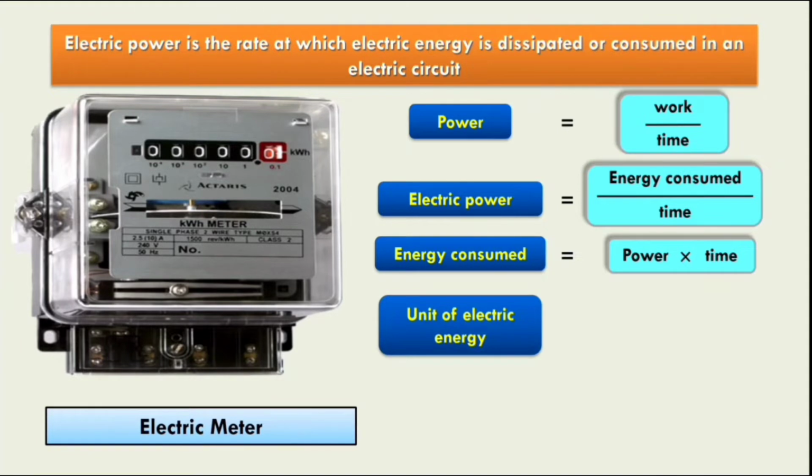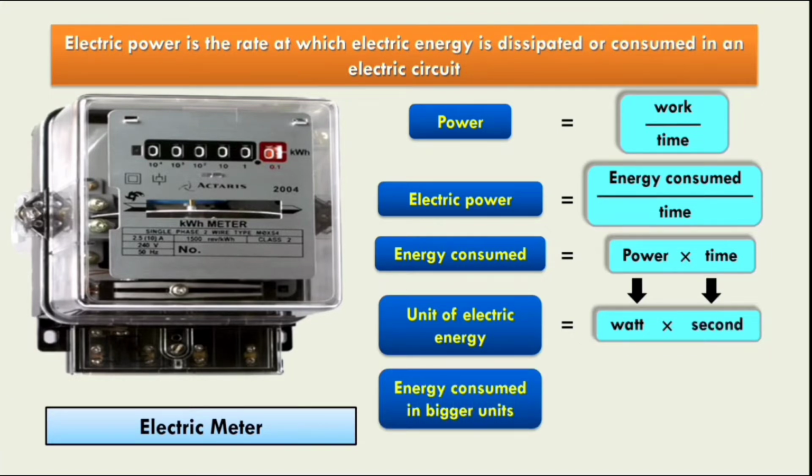Now write the unit of electric energy. What is the unit for power? The unit for power is watt, and for time it is second. Energy consumed in bigger units will be kilowatt into hour. Here watt changes into kilowatt and second changes into hour. So 1 kilowatt into 1 hour is 1 kilowatt hour, which is 1 unit. Here the energy consumed in bigger units equals 1 kilowatt hour.